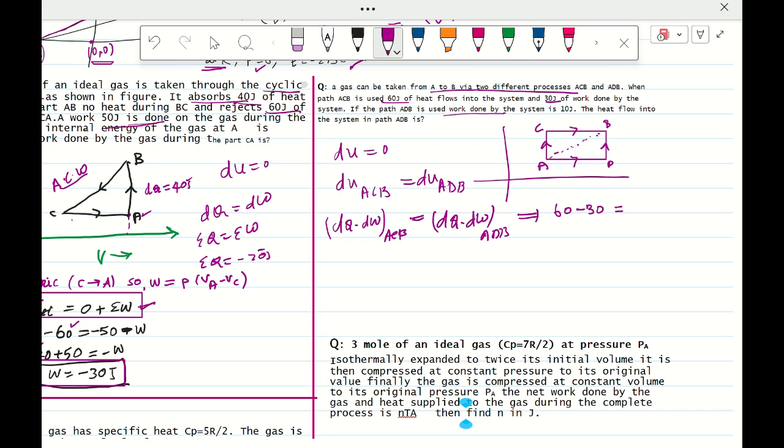the work done in the ADB process, which is 10 joules. Then the heat flow is asked. Therefore dQ minus 10 joules is equal to question mark. So dQ is what I want to find out. Therefore 30 plus 10 is equal to dQ. Then dQ is equal to 40 joules. So this is the correct answer.